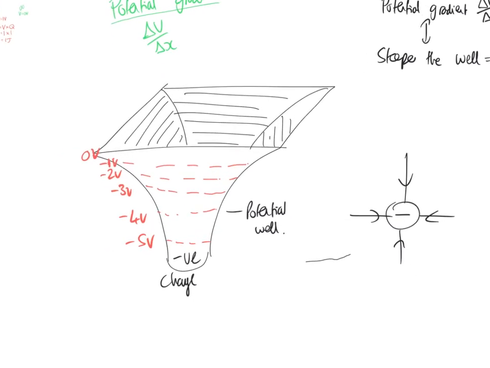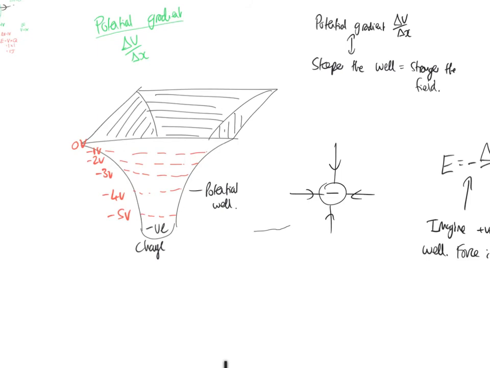Well, if we think about this, the steeper the well, so how steep this drops in, the stronger the field's going to be. Because if we have a huge, huge charge here and a huge field, this is going to be a much steeper well. But the steepness of this well is basically the potential gradient, because every meter we move that way, how much does the potential change by?